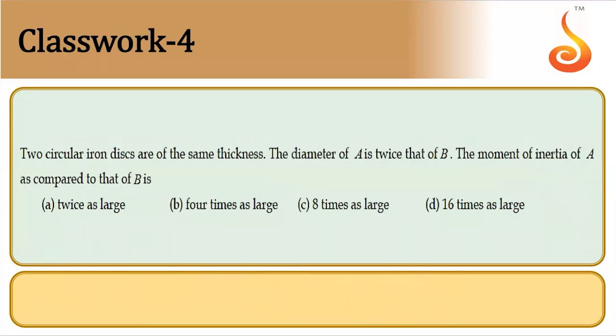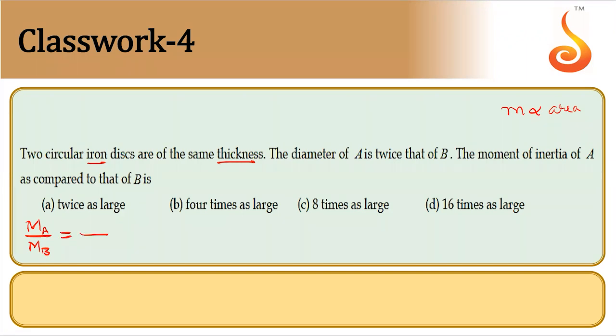Two circular iron discs are of the same thickness. The diameter of A is twice that of B. The moment of inertia of A compared to that of B is? See, both are of the same material, iron, so density is the same, and they have the same thickness. So mass is directly proportional to area, right? So MA by MB should be the area of the first disc.